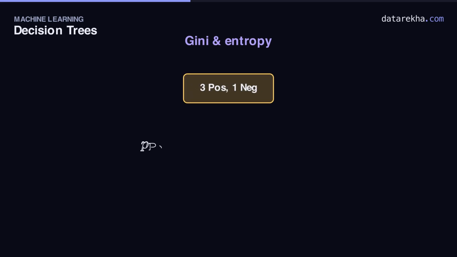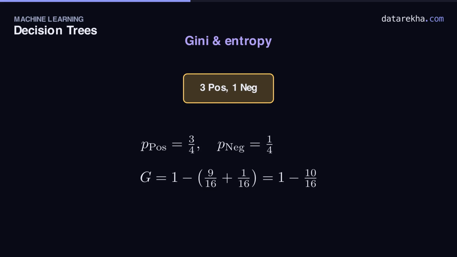Let's compute one for real, a node with 3 positives and 1 negative. The probabilities are 3 quarters and 1 quarter. Gini is 1 minus 9 sixteenths plus 1 sixteenth, 1 minus 10 sixteenths. That leaves 6 sixteenths, 0.375. A single clean number for how mixed this node is.